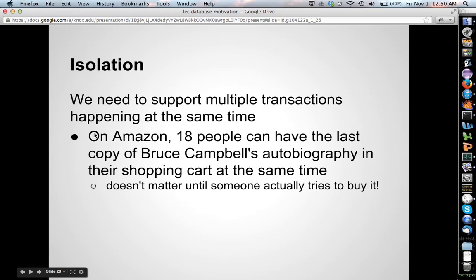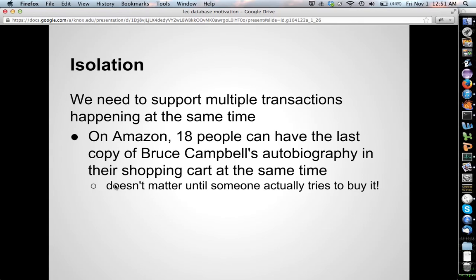Sort of canonical example of this: 18 people on Amazon might have the last copy of Bruce Campbell's autobiography all in their shopping cart. Since the shopping carts are virtual, this doesn't matter. They can all think they have it there. What's really going to matter, though, is whoever actually tries to buy it first. And it may not even be who tries to buy it first. It may be whoever gets their credit card charged first, or whoever actually completes the order first.